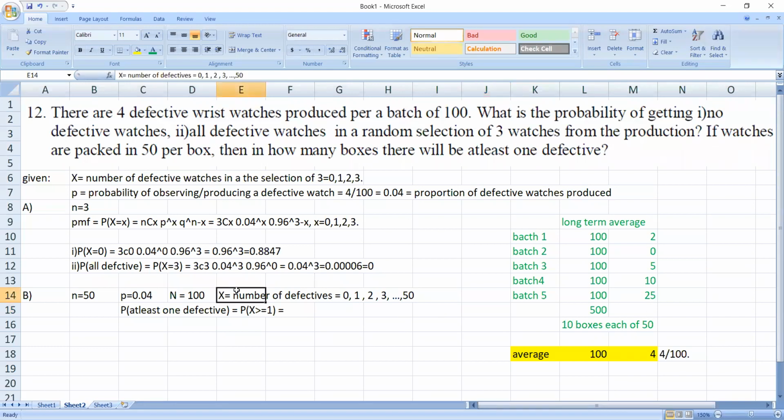So what are the possible values? That is what I am asking. So it takes values 0, 1, 2, 3, etc. up to 50, right?